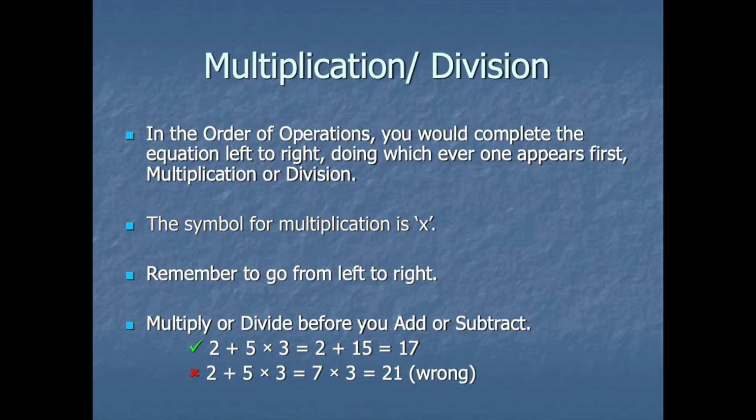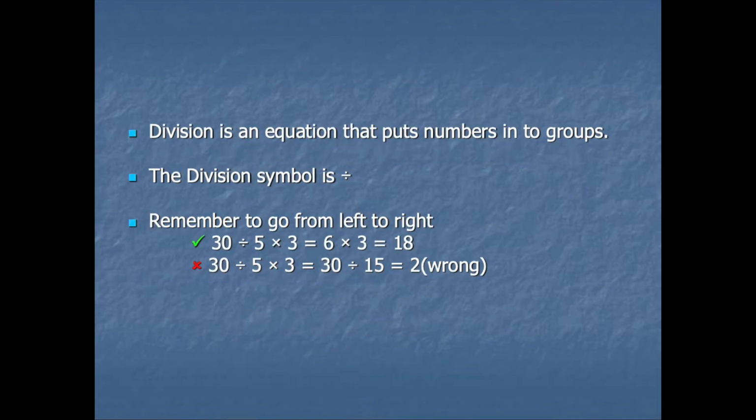Multiplication and division. In the order of operations, you would complete the equation left to right, doing whichever one appears first, multiplication or division. Let's talk about multiplication. The symbol for multiplication is x. Remember to always go from left to right. Here's an example. 2 plus 5 times 3. The correct way to do this is by doing 5 times 3 first, as multiplication comes before addition. So 2 plus 5 times 3 is equal to 2 plus 15. The answer will give you 17. However, if you do 2 plus 5 first, that would give you 7 times 3, which gives you 21. This is incorrect.